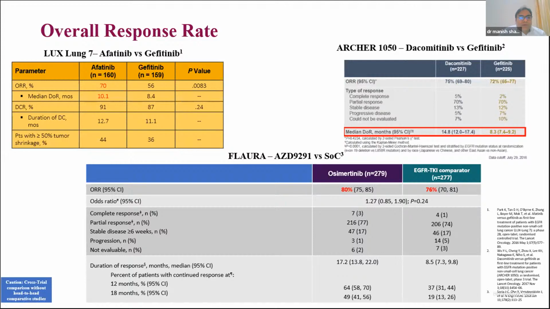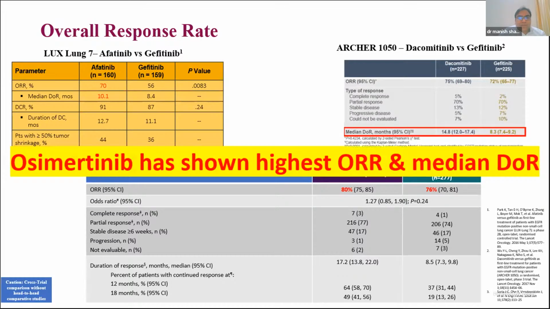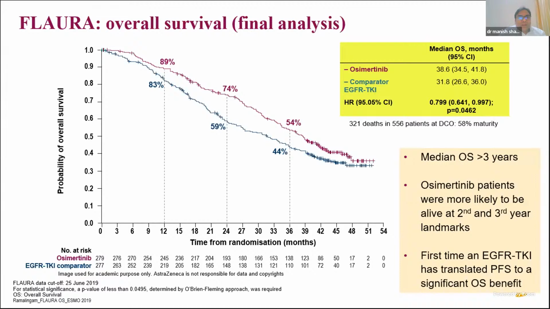Similarly, if we see the duration of response, the median duration of response is also highest in the osimertinib arm in the FLAURA trial. If you see the median duration of response in ARCHER 1050 with dacomitinib, it was 14.8 months, while with osimertinib the median duration of response is to the tune of 17.2 months in the FLAURA trial. So it has shown the highest overall response rates and median duration of response.